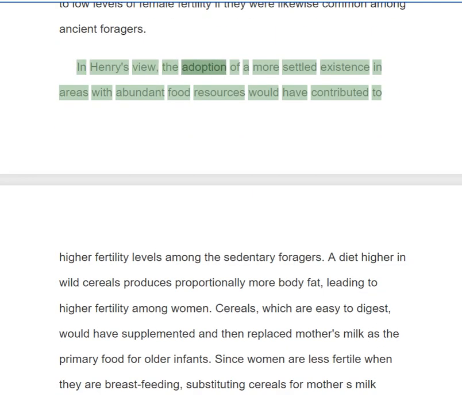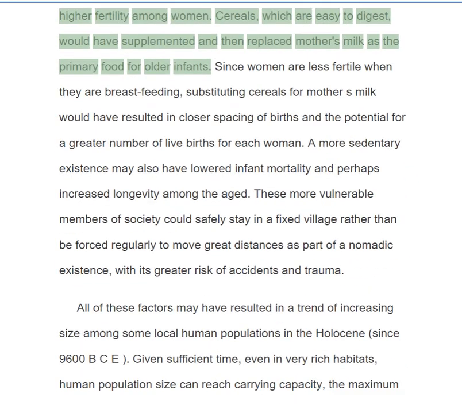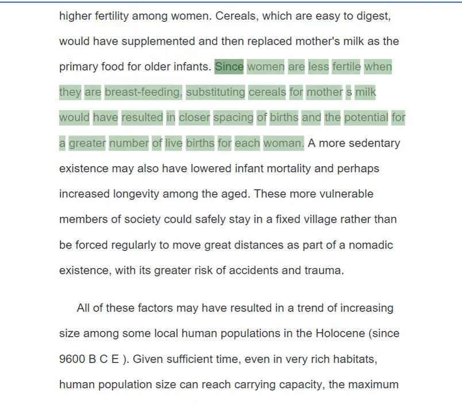In Henry's view, the adoption of a more settled existence in areas with abundant food resources would have contributed to higher fertility levels among the sedentary foragers. A diet higher in wild cereals produces proportionally more body fat, leading to higher fertility among women. Cereals, which are easy to digest, would have supplemented and then replaced mother's milk as the primary food for older infants. Since women are less fertile when they are breastfeeding, substituting cereals for mother's milk would have resulted in closer spacing of births and the potential for a greater number of live births for each woman.